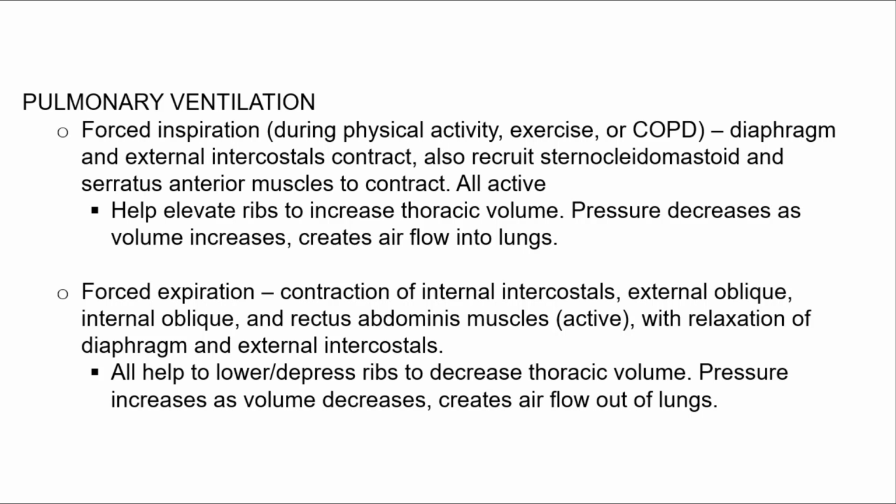Forced expiration involves contraction of the internal intercostal muscles, external oblique, internal oblique, as well as the rectus abdominis muscles, all of which lower or depress the ribs to decrease thoracic cavity volume. In addition, the diaphragm relaxes and returns to its dome shape, along with relaxation of the external intercostals. The resulting actions decrease the volume of the thoracic cage, which increases the pressure within the cavities and within the lungs, which forces air out.